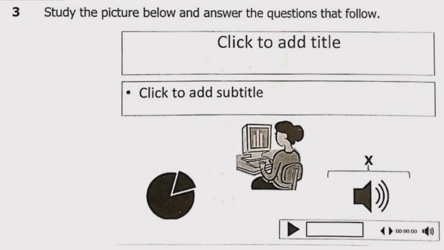Question 3 is as follows. Study the picture below and answer the questions that follow. Okay, we have got click add title, we have got click add subtitle, and we can see someone working there, and we can see the symbols there. There is no volume. Then you can play it.